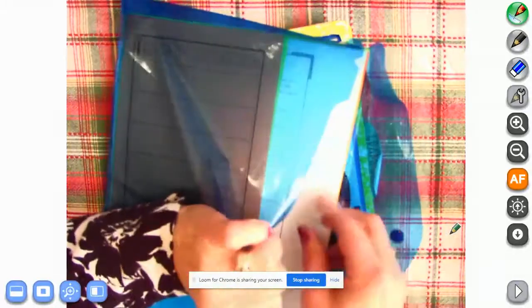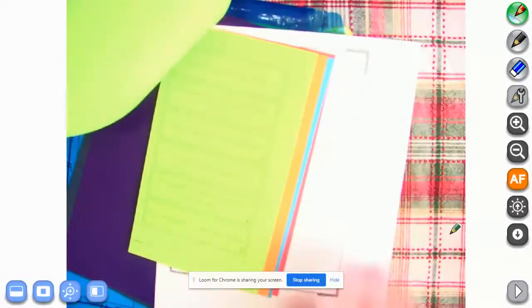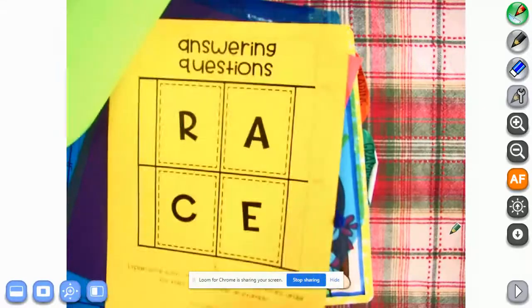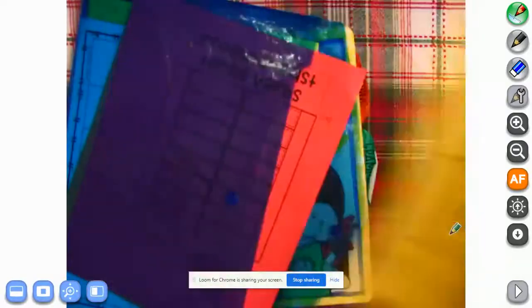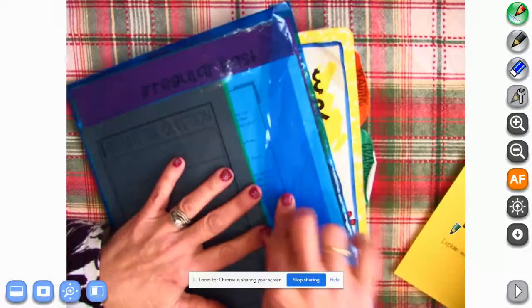Inside our plastic envelope, I'd like you to grab out this piece that had the restate the question stapled on top of it. And we're going to go all the way back to this last page. It says answering questions, RACE. We're just going to rip that off. Put this back in. Make sure you put everything back in there and snap it so we don't lose it.